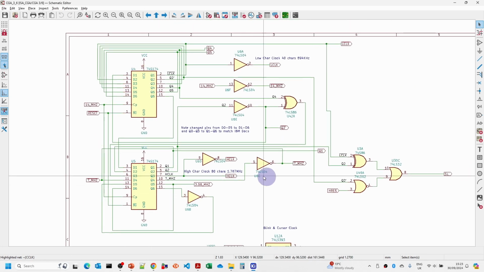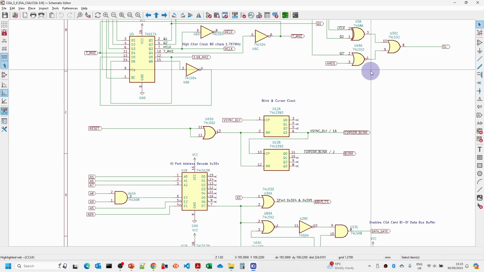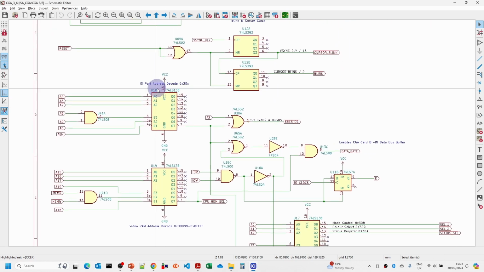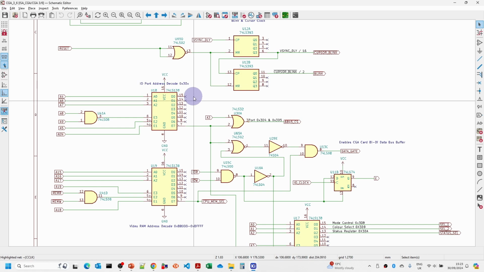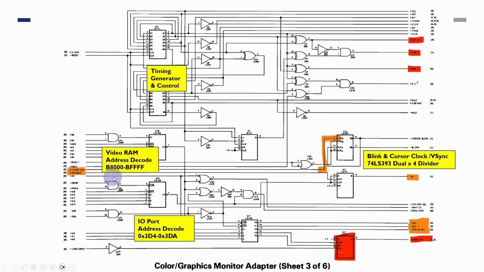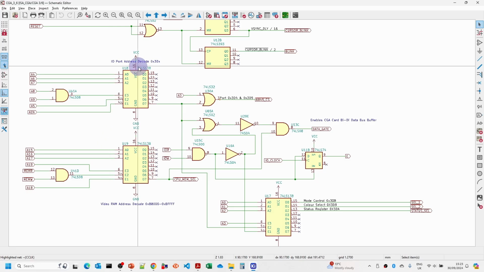Then this is the clock generation circuit. Now again, we're not going to worry too much about the clock generation circuit here because we already have a working one from the monochrome display adapter which will produce the right timing signals. And then there's the blink and cursor clock there, and then the I/O port address decoding and the video RAM address decoding. I think it's switched the other way around from the original diagram. So if you look at the original diagram, I think the video was in the middle and the I/O was at the bottom, whereas the other way around here.